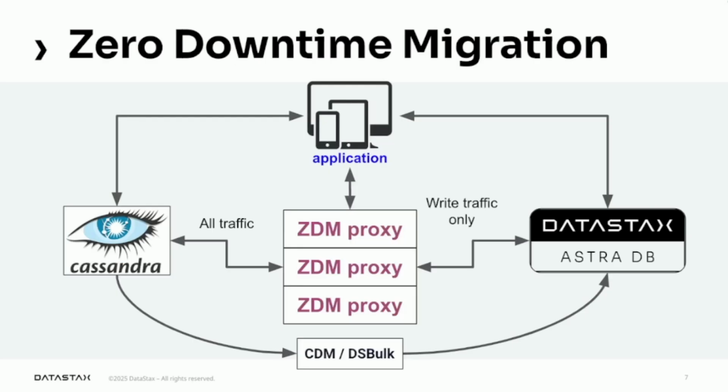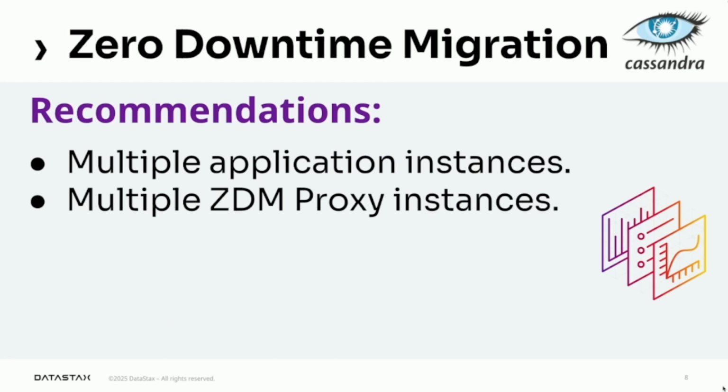Just a reminder, the zero downtime migration process from a high level looks like this, where we have our application pointing to the ZDM proxy instances, and the proxy instances handle connection and traffic with both AstraDB and Apache Cassandra. The idea is that writes from your application will be funneled to both Cassandra and AstraDB, while your application will only read from the original cluster. That way, it can function normally while the data is being migrated using either the DS Bulk Loader or the Cassandra Data Migrator.